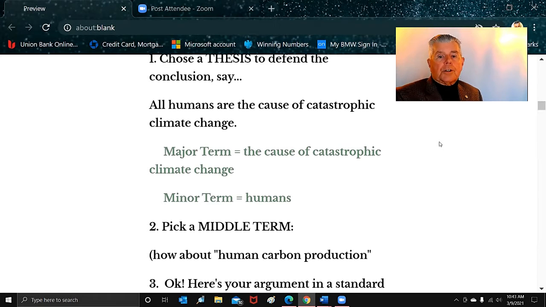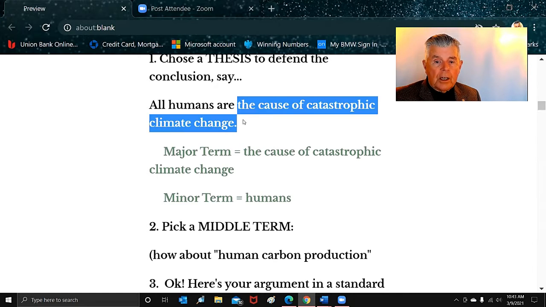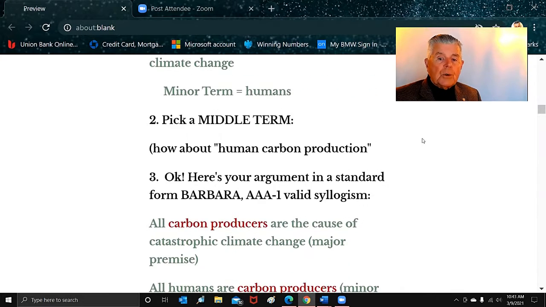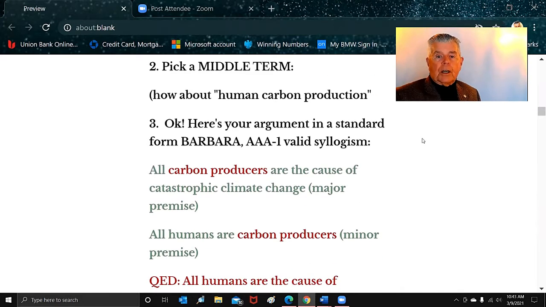Okay. So what's your major term? Your major term is the cause of climate change. Why? It's the predicate of your conclusion. What's the minor term? Humans. Why is that the minor term? That's the subject of the conclusion. So you've got that. Now you have to pick a middle term.